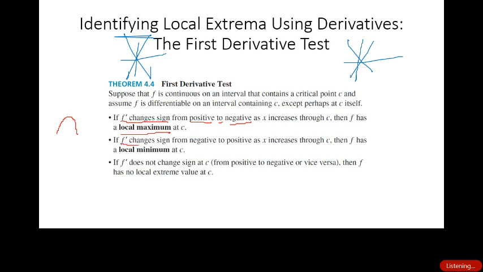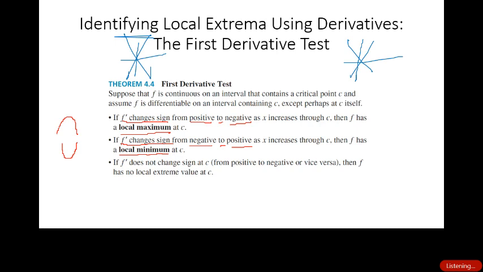Now, if the first derivative changes signs from negative to positive, that means the function is going from decreasing to increasing. That means you have a local minimum. So right away, just looking at what the sign of the first derivative is on either side of your critical point could tell you whether you have a local max or a local min.